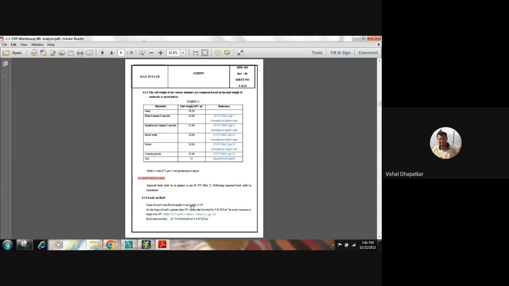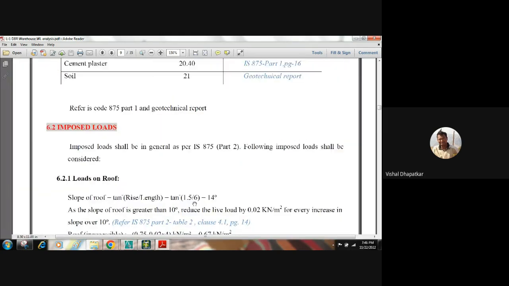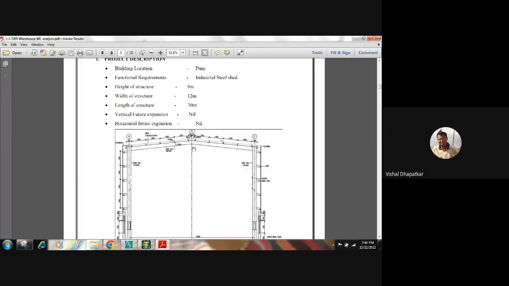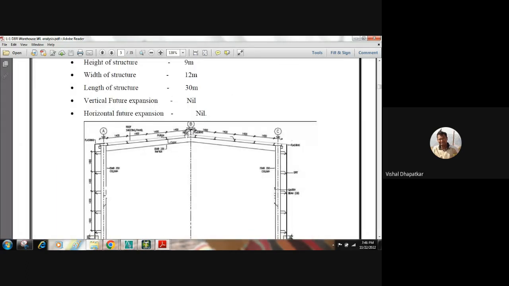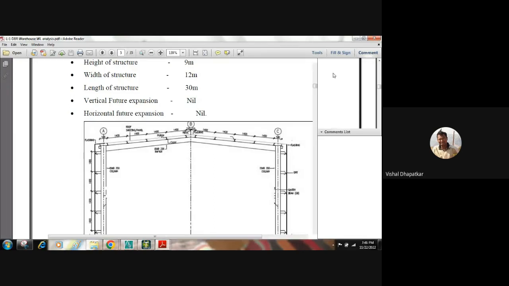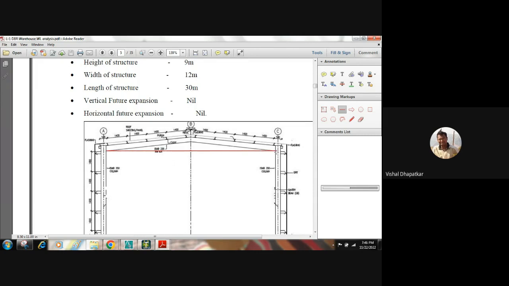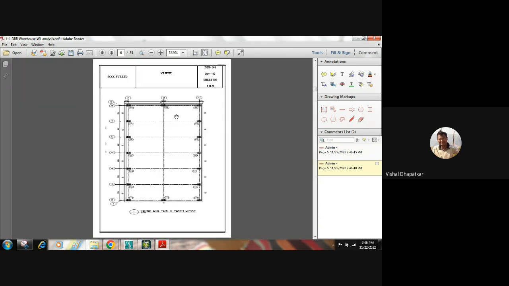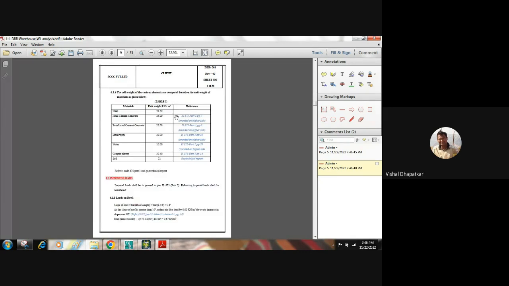Slope of the roof is rise to length, that is 1.5 by 6. So what is this 1.5? This will be the distance of this ridge from the horizontal flat level. So if you consider somewhat like this, so this height will be 1.5 and this width will be 6 meter. So tan of this, you will get the angle or slope of the roof. Clear? Clear, sir.